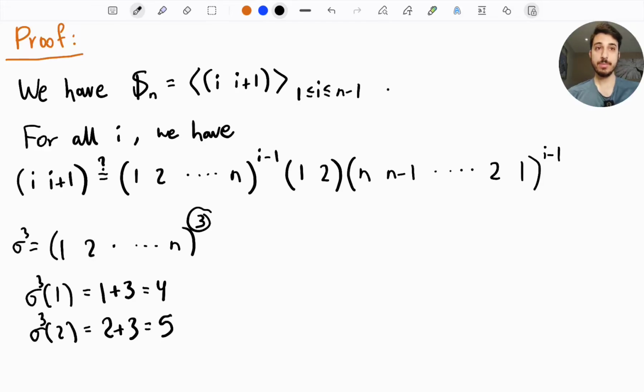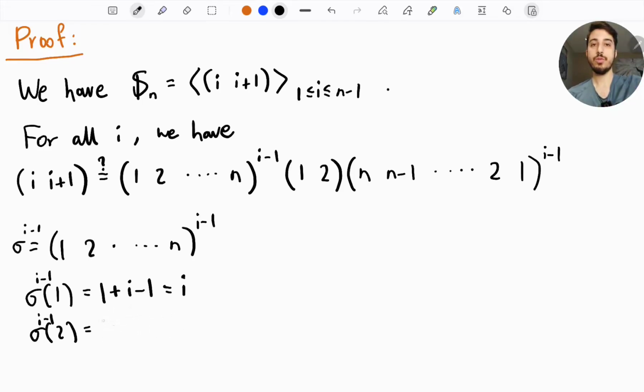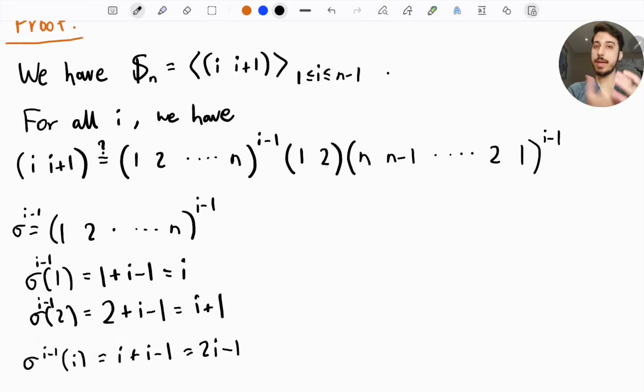Okay? So here we took I minus 1. So the power is I minus 1. And this here is I minus 1. And this here is I minus 1. And that here is I minus 1. Right? So sigma to the I minus 1 of 1 is equal to 1 plus I minus 1, and that is equal to I. Okay? Sigma to the I minus 1 of 2 is 2 plus I minus 1, which is equal to I plus 1. Okay? So keep that in mind as we move through this equality here.